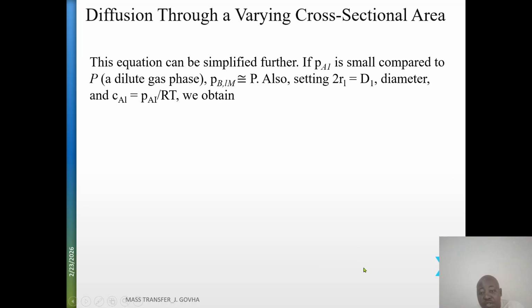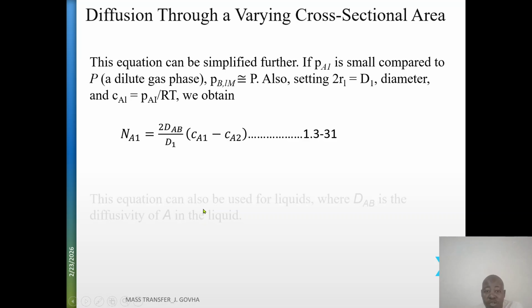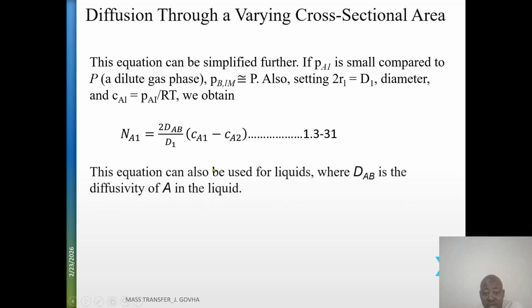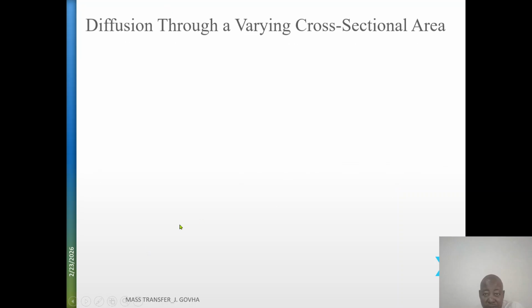So the equation can be simplified further if PA is small compared to P, that's a dilute gas phase. Also setting r1 equal to D1 over 2, where D1 is the diameter, and CA1 is equal to PA1 over RT. So this is the simplification we obtain there. This same equation can also be used for liquids where D_AB is the diffusivity of A.